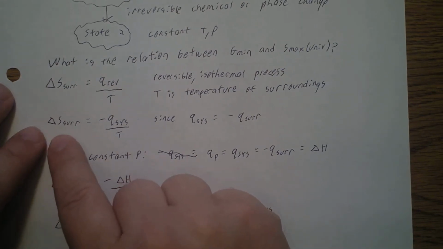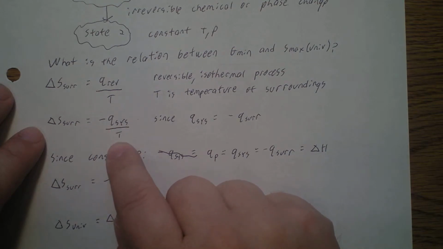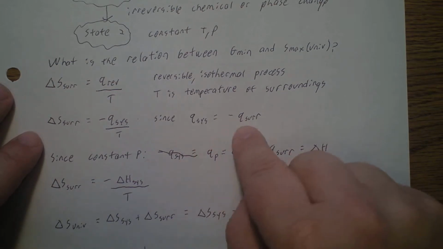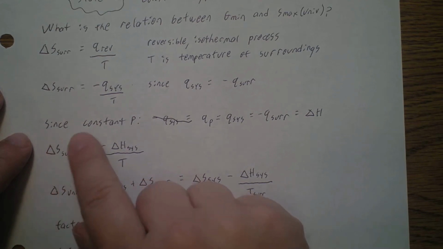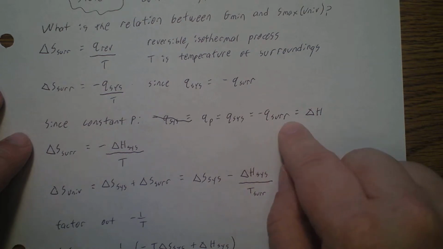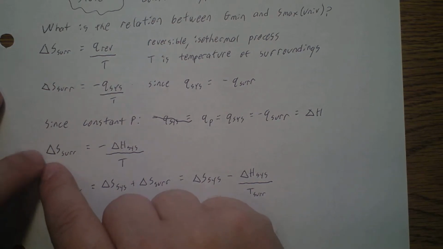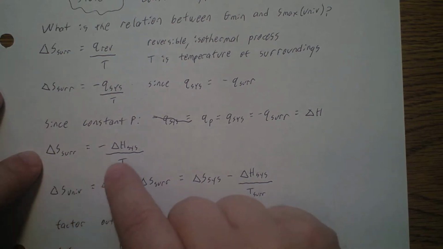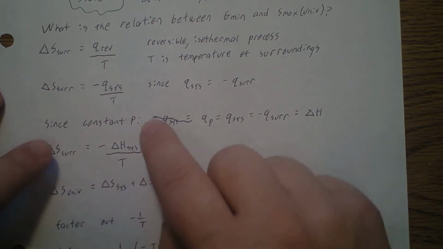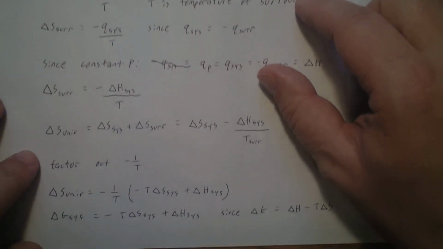We also know that the change in entropy of the surroundings is equal to minus the heat Q of the system divided by temperature, since by conservation of energy, Q of the system is equal to minus Q of the surroundings. Now, since we're at constant pressure, QP is equal to Q system, which is equal to minus Q surroundings, which is equal to the change in enthalpy. So we have the change in the entropy of the surroundings is equal to minus the change in the enthalpy of the system divided by temperature. See how now we have a relation between what's happening in the surroundings versus what's happening in the system.